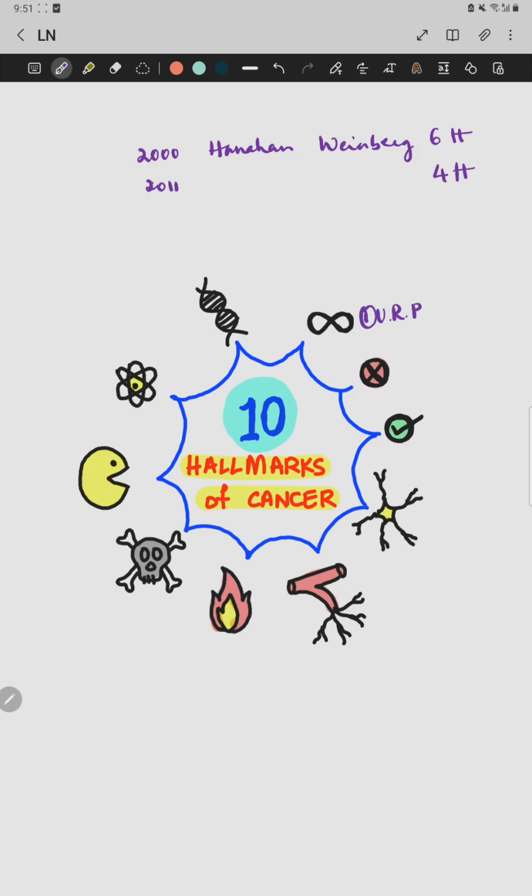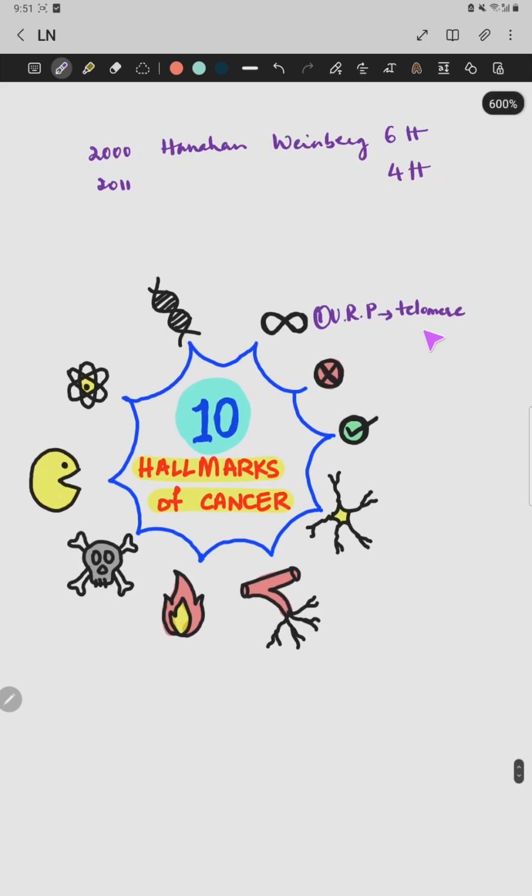Unlimited replicative potential. Normally, the replication of normal cells is limited by telomere shortening, right? With every division there is a shortening of the telomeres. What happens in cancer cells is there is altered regulation of telomere maintenance that leads to unlimited replicative potential. To target this, we can use telomerase inhibitors.